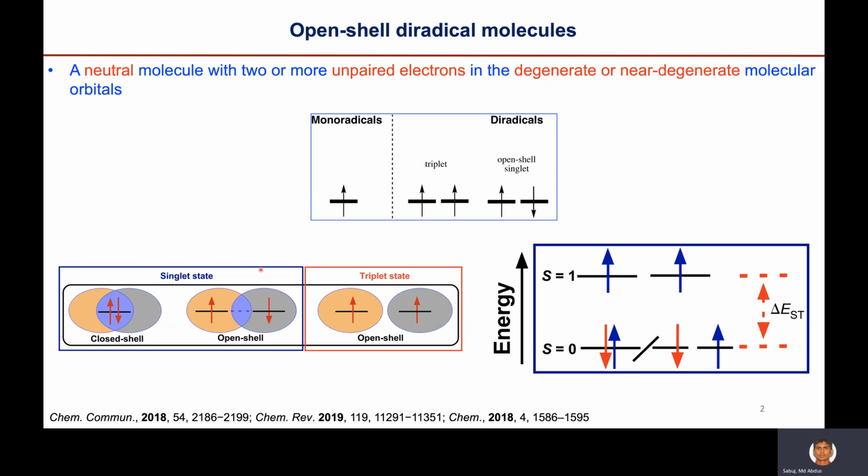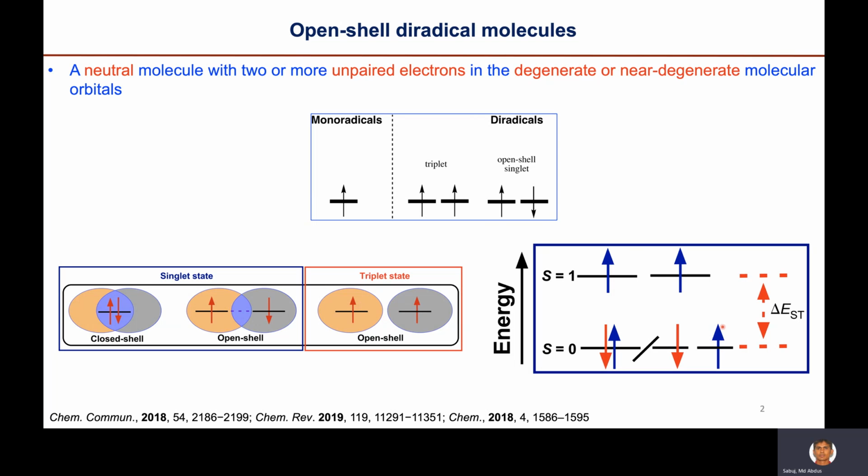An open shell molecule where two electrons occupy two different regions in space, rather than the same point as in the closed shell, can be termed a diradical if it's in the neutral state. It has two unpaired electrons which can be aligned either anti-parallel to each other in the singlet state or parallel to each other in the triplet state. And the unpaired electrons occupy two different but energetically degenerate or near degenerate molecular orbitals.